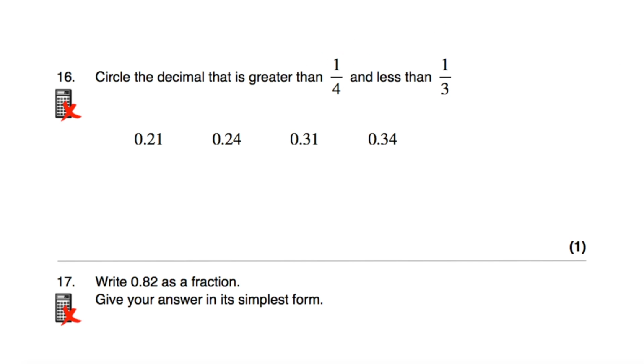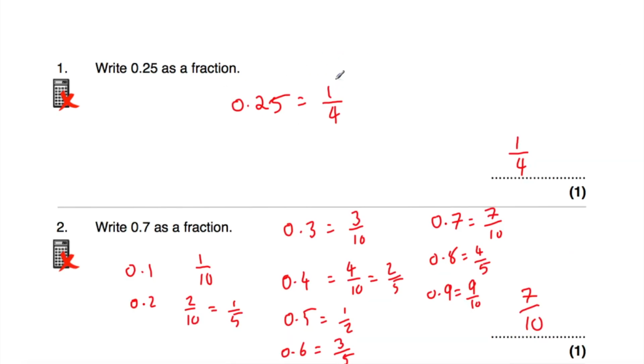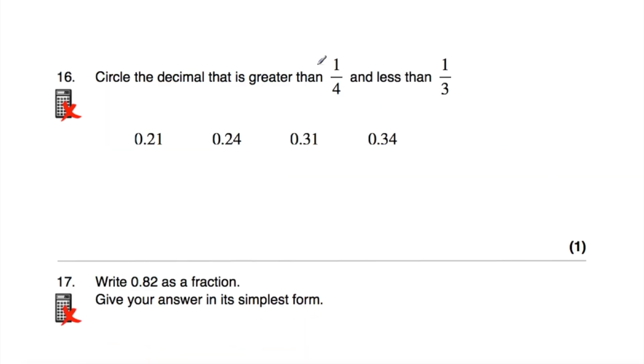Now a quarter, we had that one earlier on, actually question number 1, we had that a quarter was equal to 0.25. So that's one that I'd highly recommend that you learn off by heart, that a quarter is 0.25. And also a third's a very important one as well, to know that a third is equal to 0.333333 and so on, or 0.3 with a dot above it, and that dot just means it recurs, that means it's 0.3333 and so on forever. Okay, so we need to circle the decimal that's bigger than this one but less than this one.